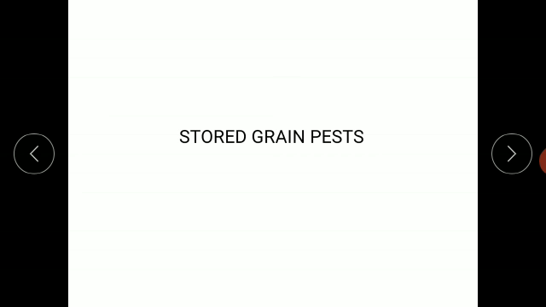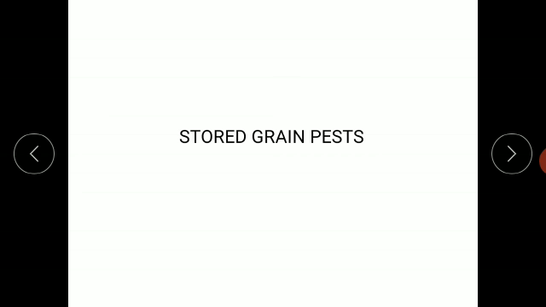Again, the stored grain pest is divided into two types, primary and secondary. So the primary type means what? This group of pests can cause damage to intact grain. And the secondary type means what? These pests feed on or attack broken or crushed grain. Okay, so which are those?